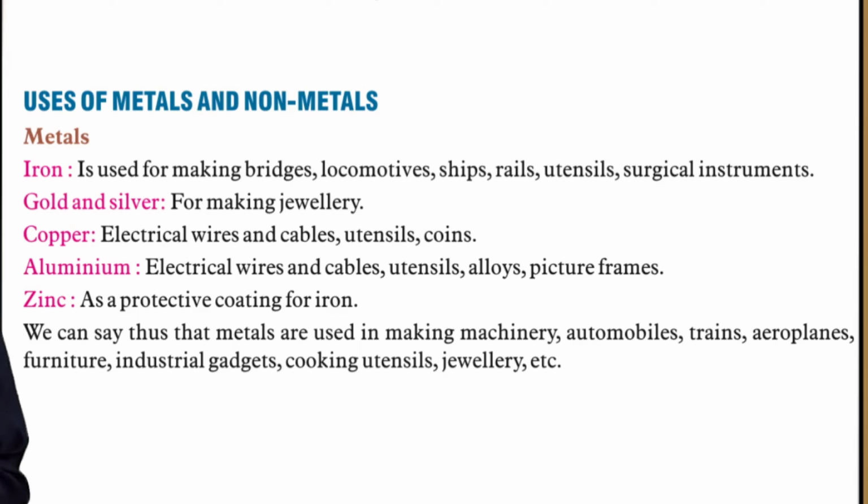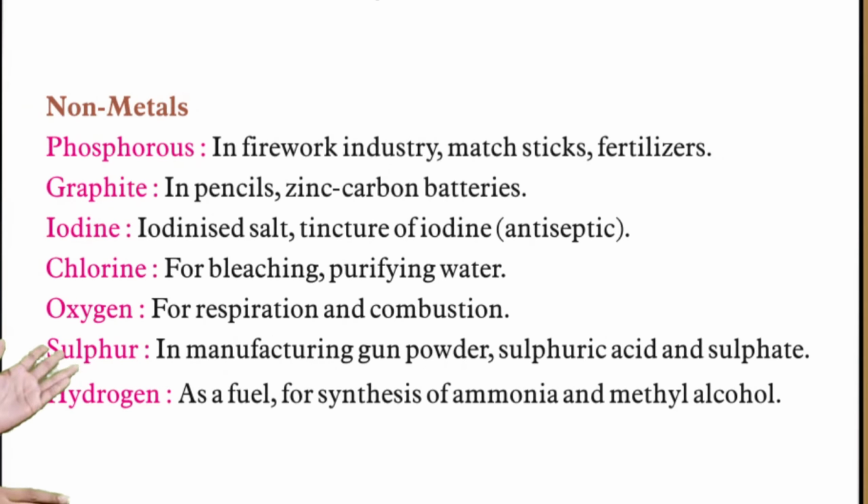Then we can say thus that metals are used in making machinery, automobiles, trains, aeroplanes, furniture, industrial gadgets, cooking utensils, jewelry, etc. Now let's see non-metals. So first is phosphorus, used in the firework industry, matchsticks, fertilizers. Graphite in pencils, zinc-carbon batteries.